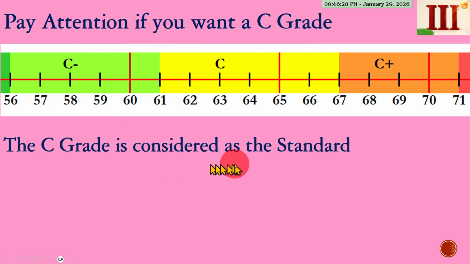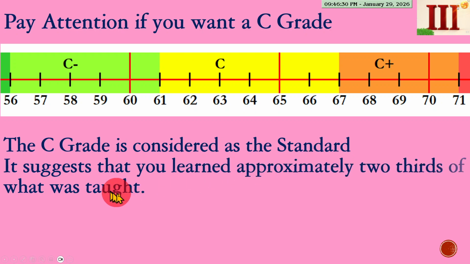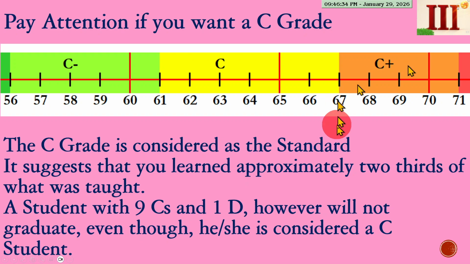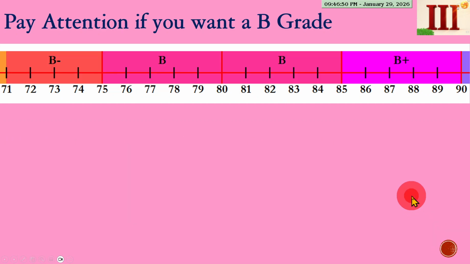Pay attention if you want a C grade. The C grade is considered as the standard. It suggests that you learned approximately 2/3 of what was taught. However, if you are a C student and you make 9 C's and slip up once, you will not get a 2.0 with your grade point average. How sad. Even though you are a C student, you don't meet the standard.